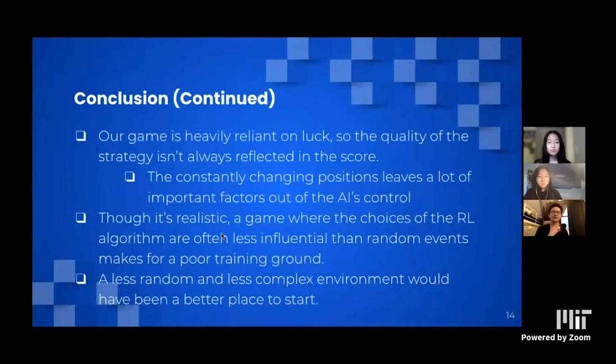The reasons we think the RL agent struggled was that our game is quite reliant on luck. So the quality of the machine learning algorithm's strategy wasn't always reflected in its score and rewards. And the constantly changing positions leaves a lot out of the machine's control. So some very important things that we did, like the post-game rewards, which rewarded players for keeping pedestrians uninjured until the end of the game, were often far outside of the controller's power to affect, and created seemingly random scores, regardless of its strategy.